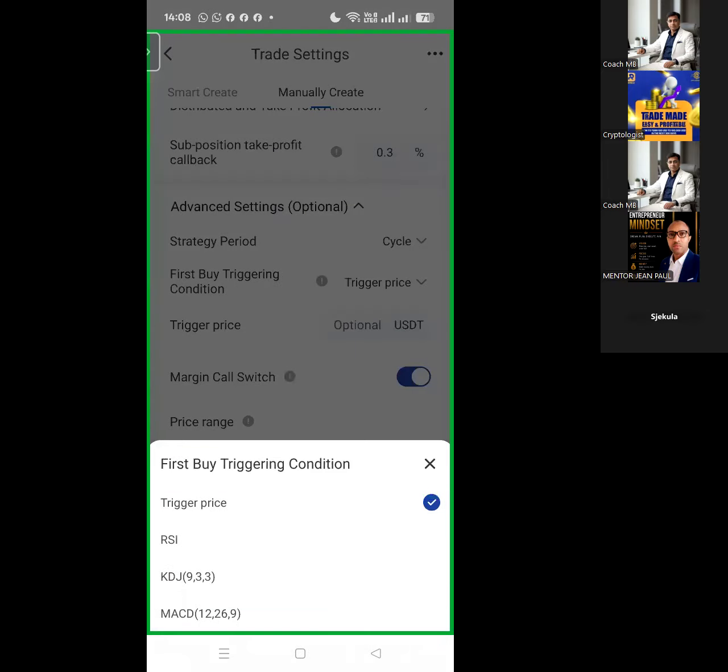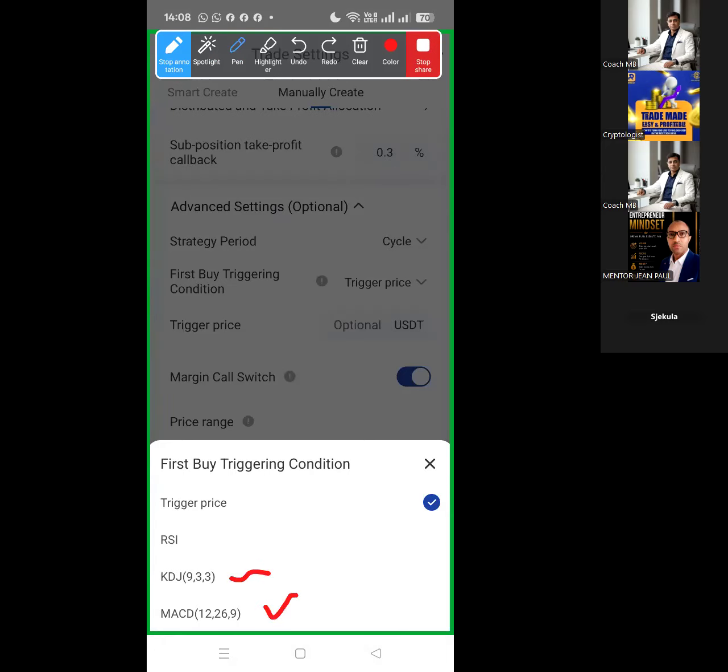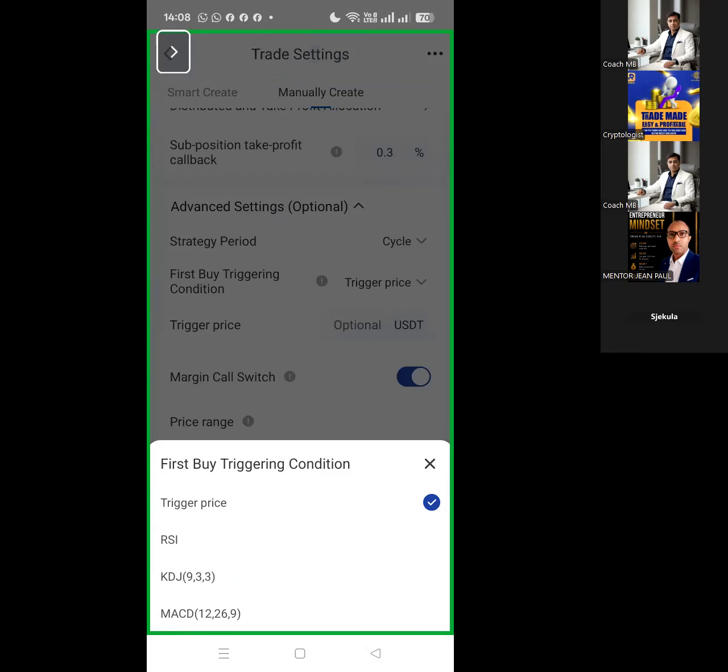In the next session, I will try to explain these two other indicators that you see here, that is KDJ and MACD, because we have to consider the timing also. So it is already 1.5 hours. So I would like to conclude here. And in the next Monday session, I will explain both KDJ and MACD to you.